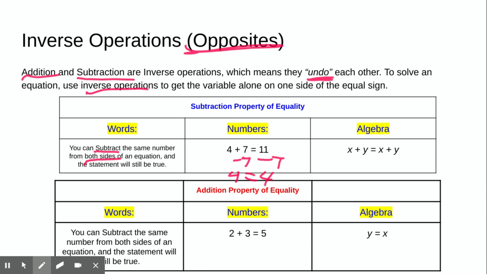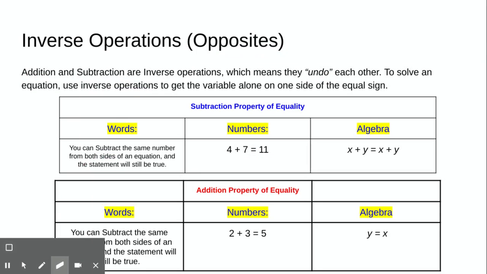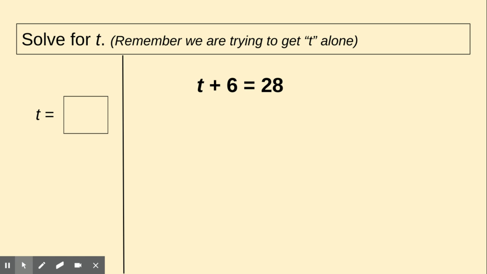So we subtracted 7 from both sides of the equal sign, and the statement is still true because both sides of the equal sign have the same number. And that will make more sense as we try these first couple of problems. So for these, we are going to be solving for t.